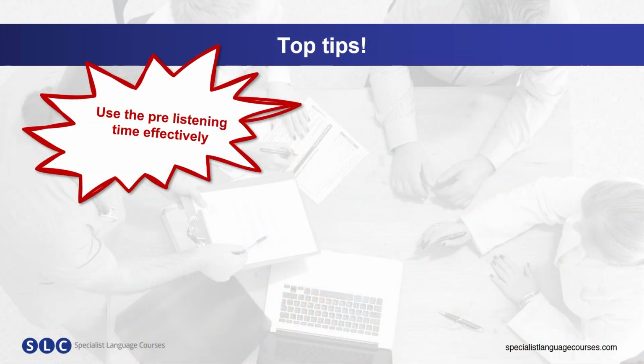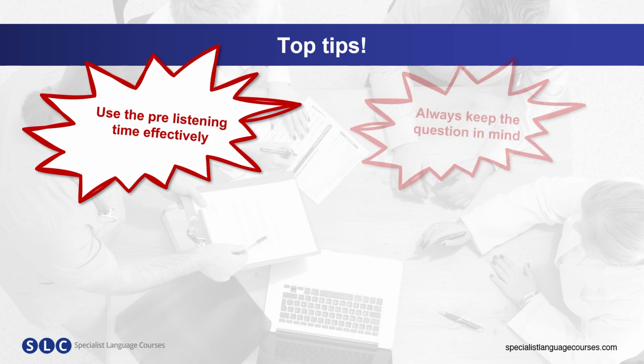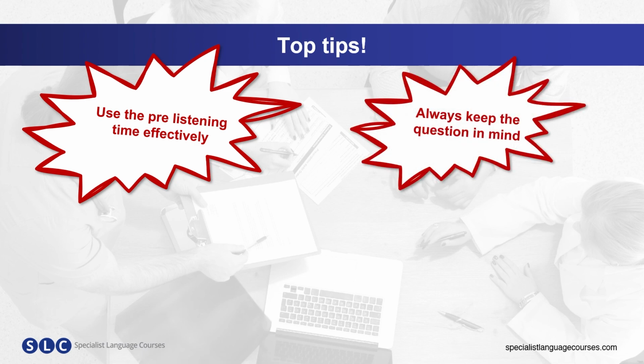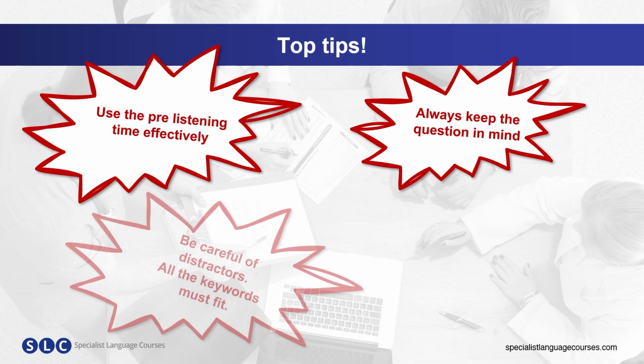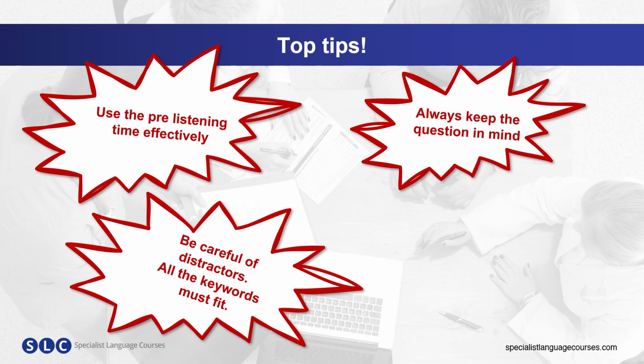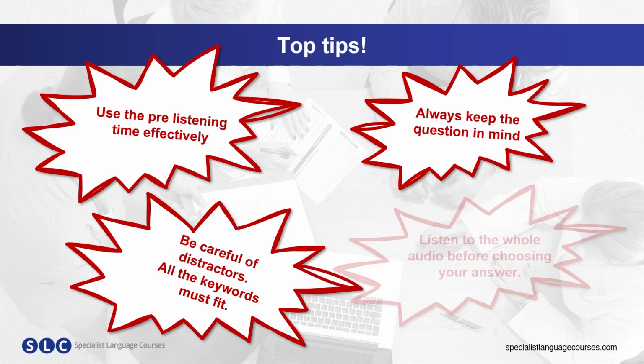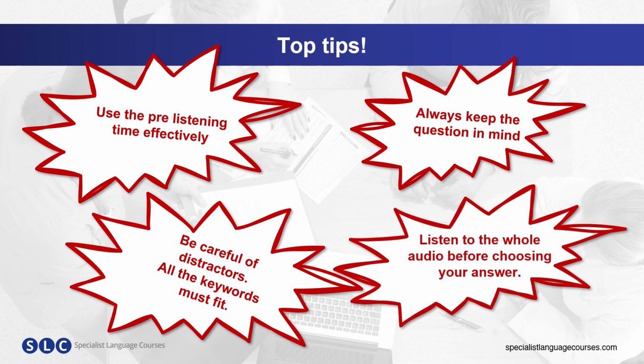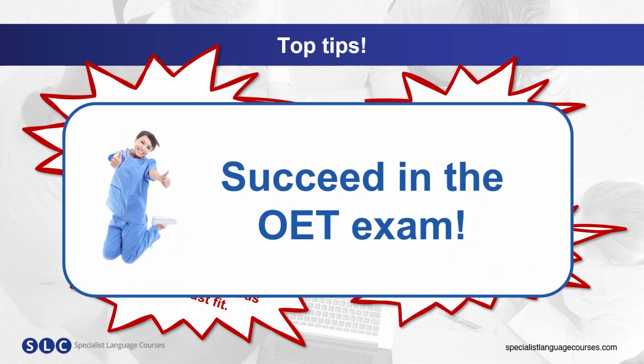Let's recap my top tips for Listening B. Use the 15 seconds pre-listening time to understand the questions and answer options. Always keep the question in mind while listening, as it's not enough for an option to be mentioned. It must answer the question. Be careful of distractors. All the keywords must fit. And listen to the whole audio before choosing your answer to succeed in the OET exam.